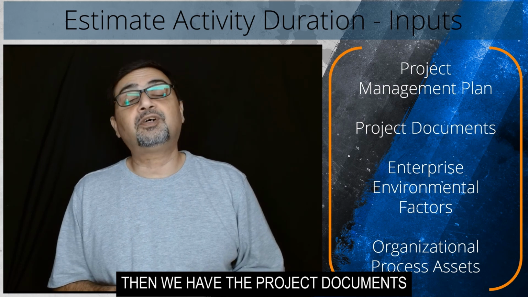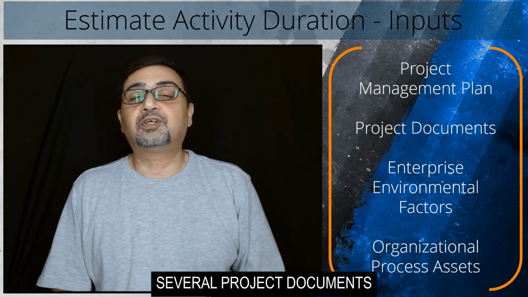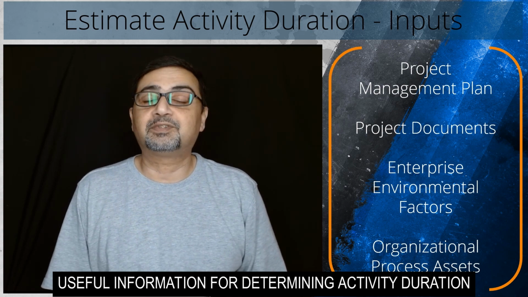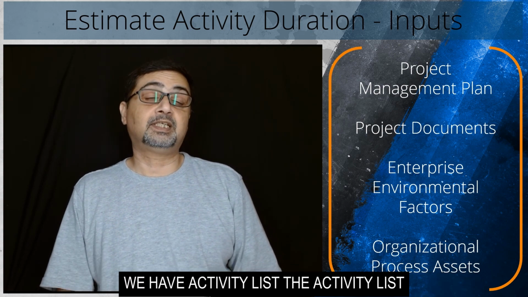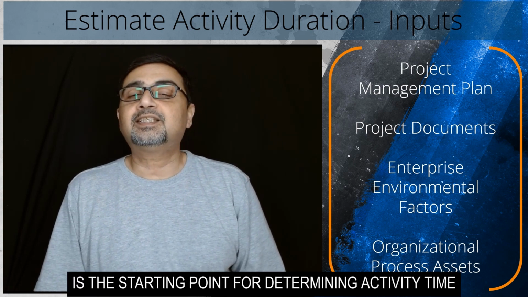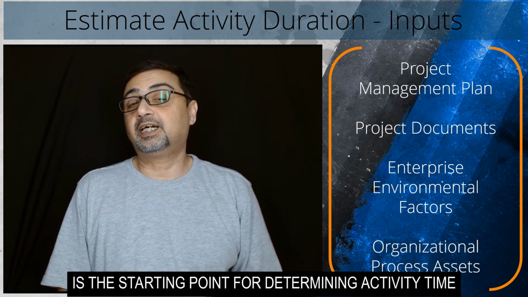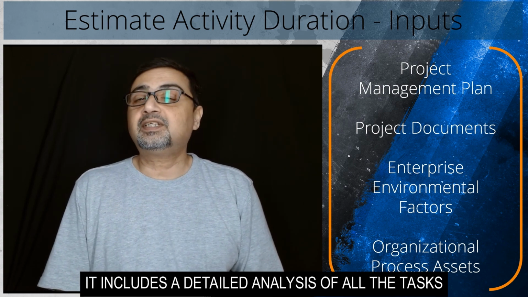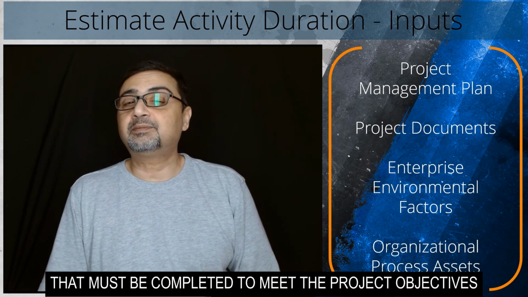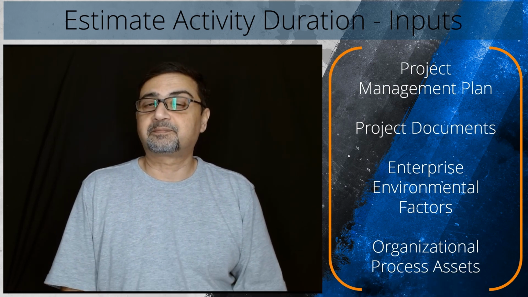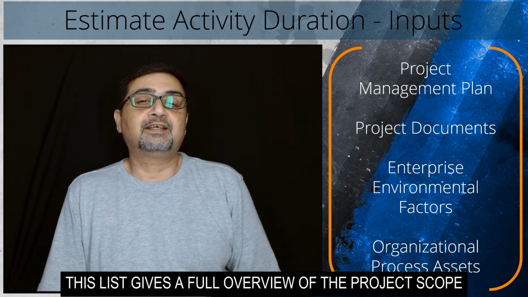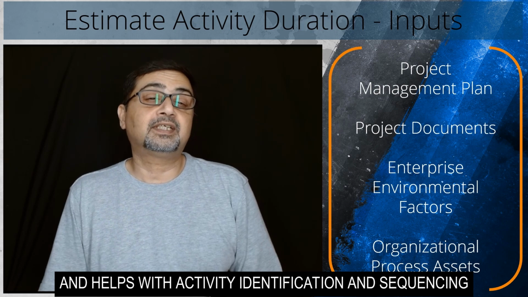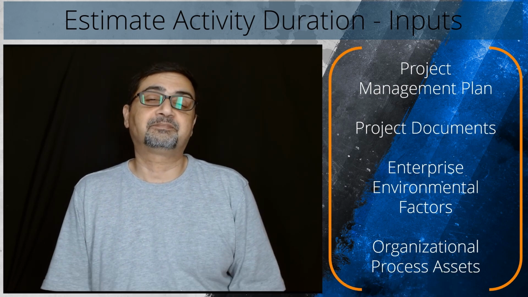Then we have the project documents. Several project documents include useful information for determining activity duration. We have the activity list. The activity list is the starting point for determining activity time. It includes a detailed analysis of all the tasks or activities that must be completed to meet the project objectives. This list gives a full overview of the project scope and helps with activity identification and sequencing.